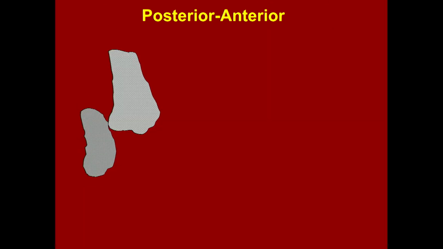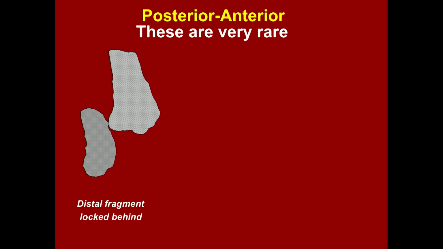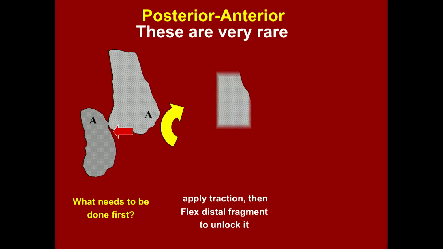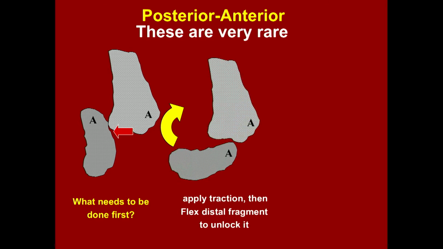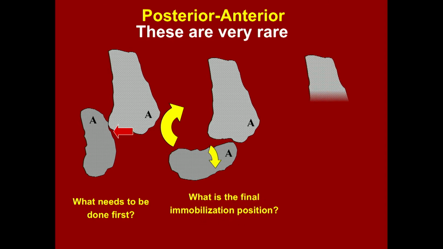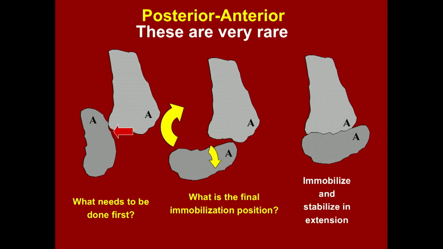Okay. Now, this is a very rare injury. This is a posterior anterior, but it's posterior. That fragment is posterior. So what do you have to do here? Well, you have to kind of unlock it. So first thing you do, you apply traction, and then you flex the distal fragment to unlock it. And then for immobilization, you can immobilize these in extension. And this is very similar to a flexion type of supracondylar fracture.